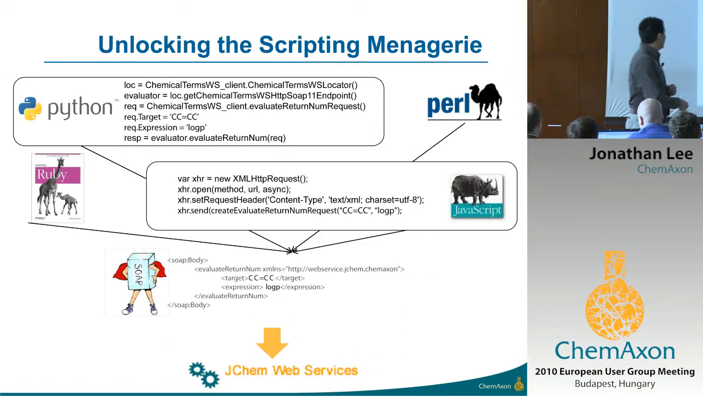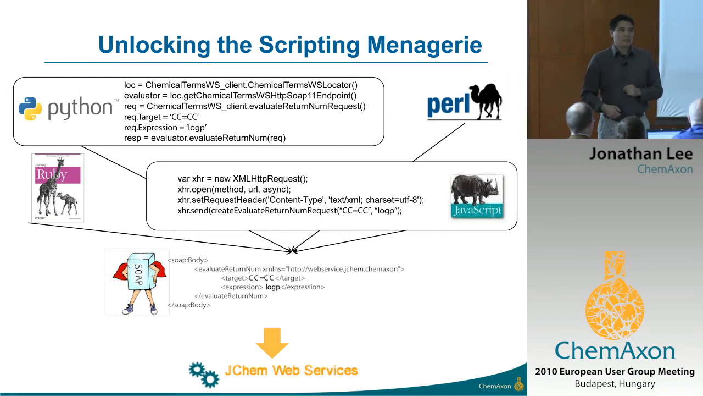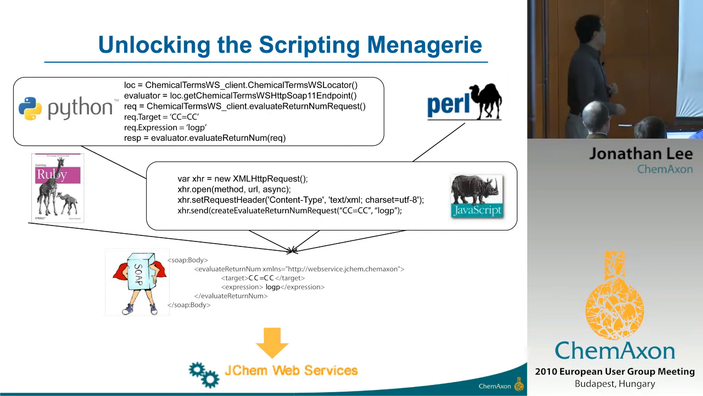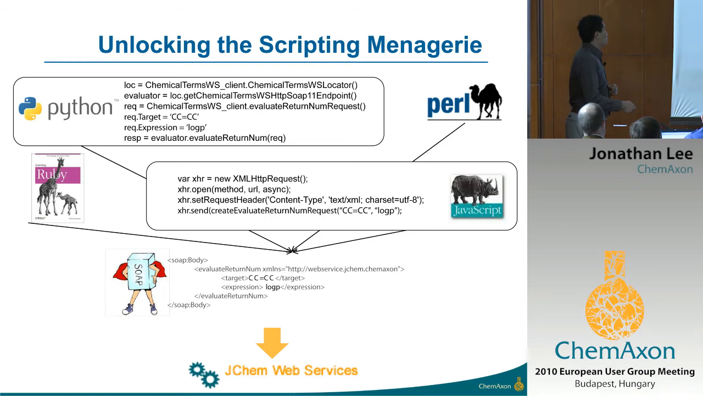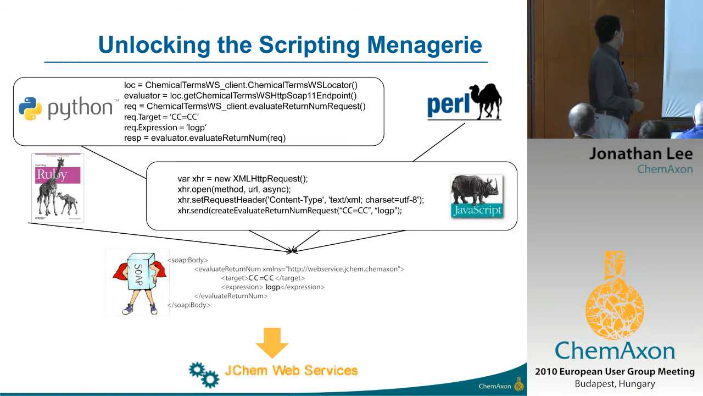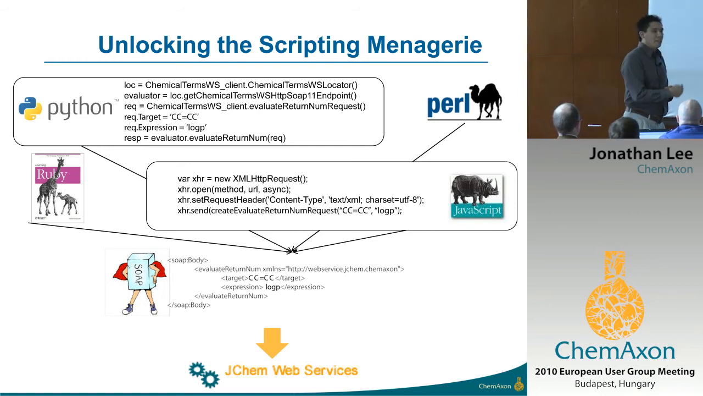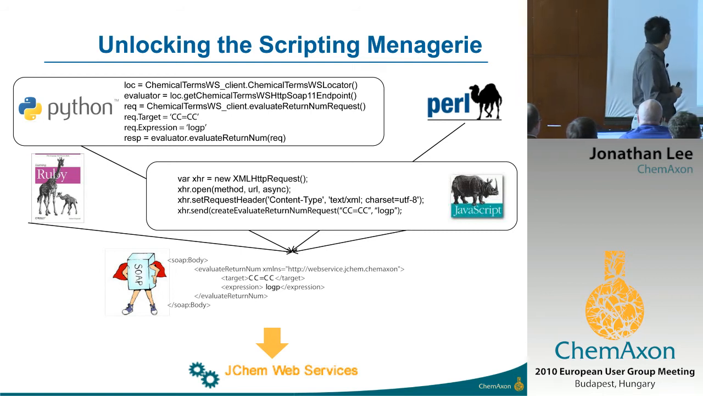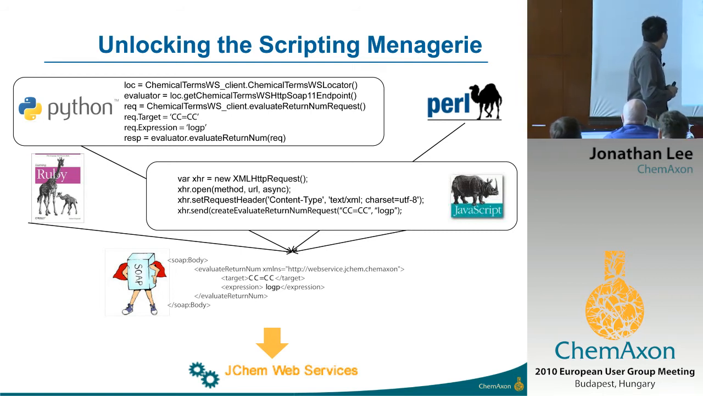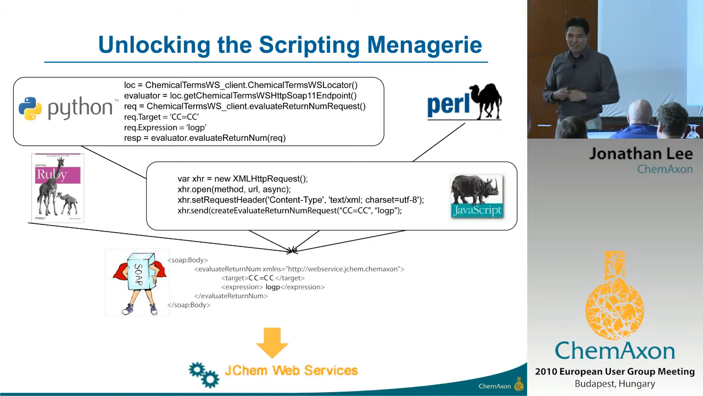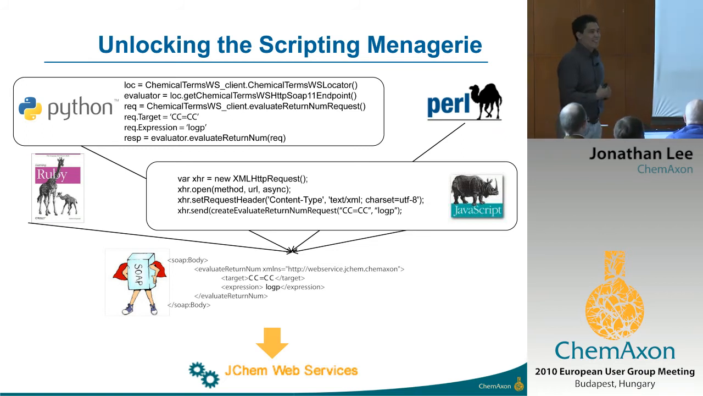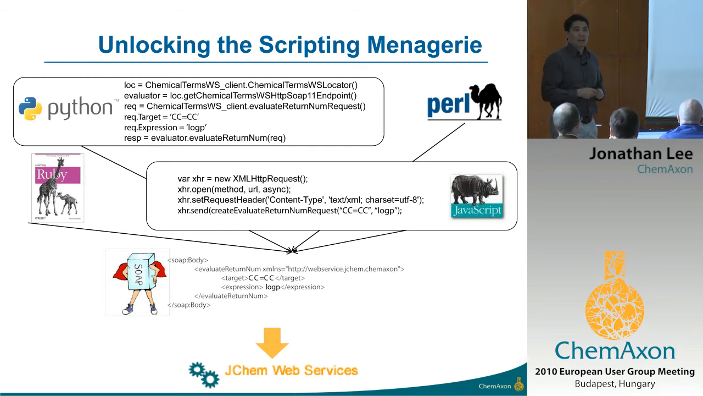Yes, one thing I wanted to say is SOAP. It's a standard, so what does that mean? It means it unlocks everything. This scripting menagerie: Perl, Ruby, Python, script. Okay, I stole a couple of pictures that have animals on there, but the point is that there are a lot of languages that we were not able to use before to access the JChem Suite of tools. Now you can.